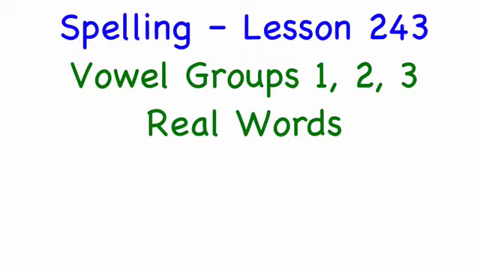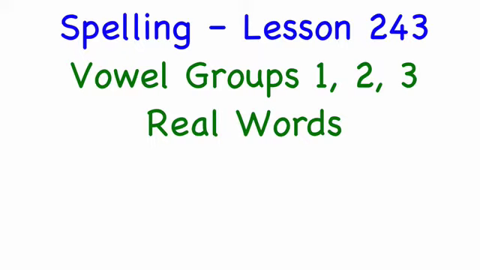This is lesson 243. This is a spelling dictation lesson with real words, and these words are going to all illustrate either vowel groups 1, 2, or 3. Some of the words will have vowel sounds that are long in this dictation exercise, and some of the words will have short vowels. And the vowel group that you identify with each of the words will indicate to you why the vowel is either long or short in each particular word. We have 9 rows of words.